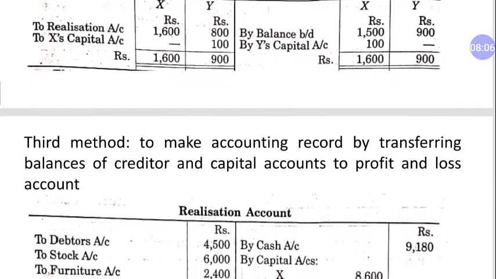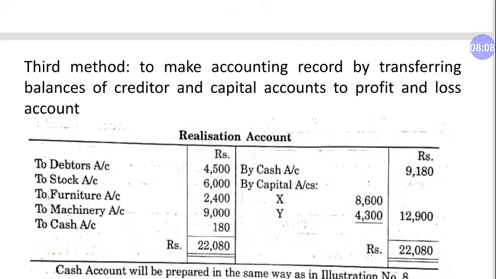Now let's talk about the third method. The third method is to make the accounting record by transferring the balance of creditor and capital accounts to the profit and loss account. In this particular method, you have to make the accounting record by transferring the balance of creditor and capital accounts to the profit and loss account. Okay, so again you have to make a creditor account and capital account.